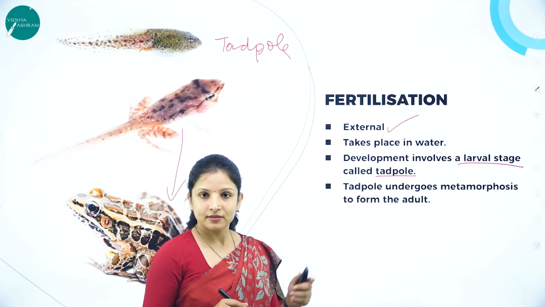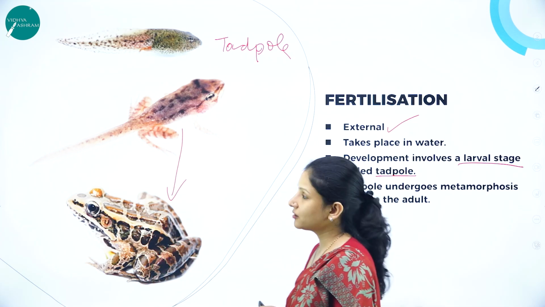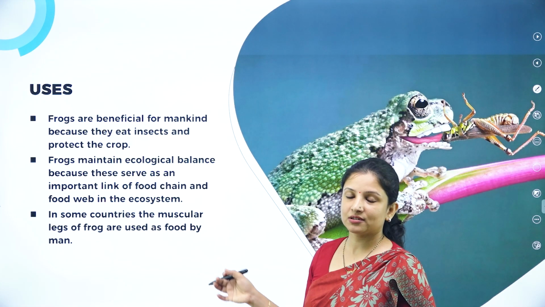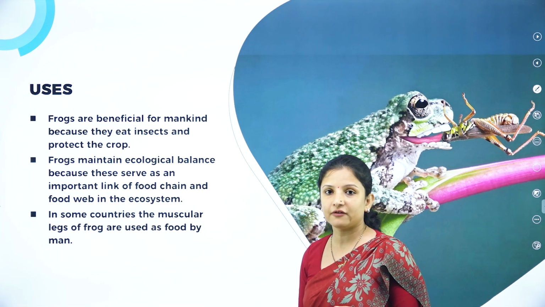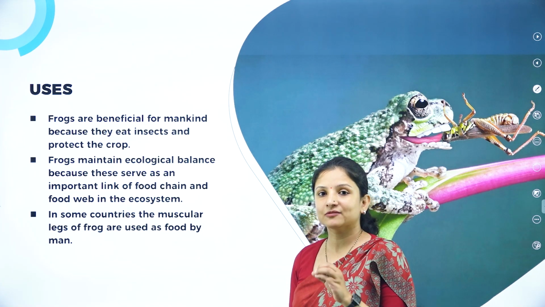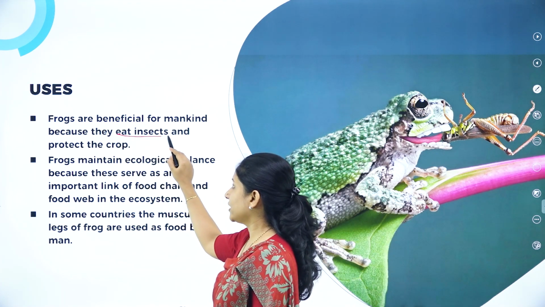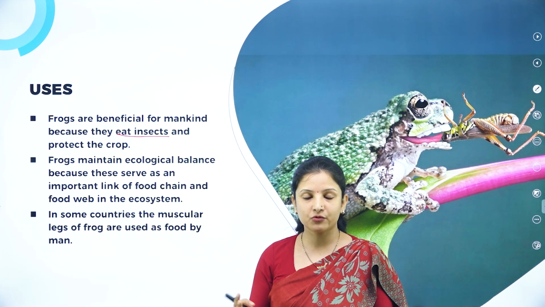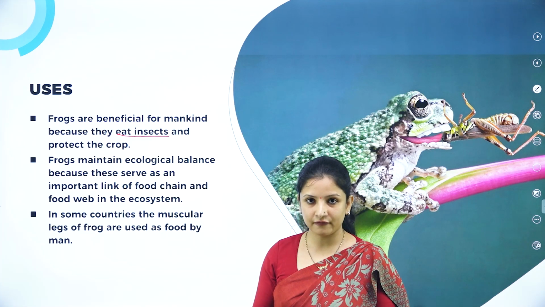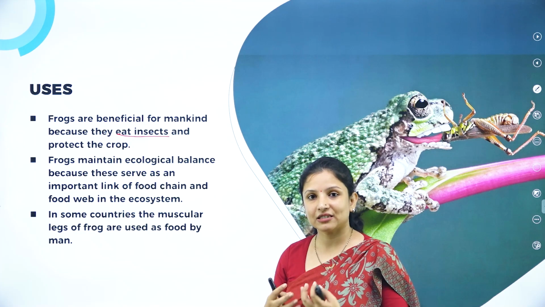So this was about the reproductive system, the fertilization and all that. With this, the topic comes to an end. We shall see a small topic along with this, that is the uses of frog, or the benefits of frog. Frogs are very useful to mankind, especially for the farmers, because they feed on the insects and pests which try to eat the crop, incurring a heavy economic loss to the farmers. Naturally, they are beneficial to the farmers in catching the insects which can destroy the crops.